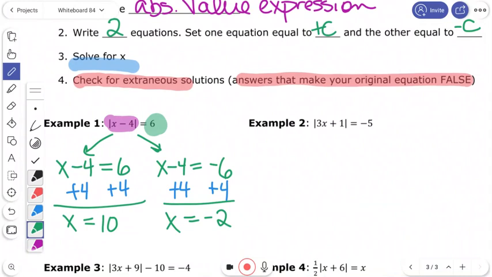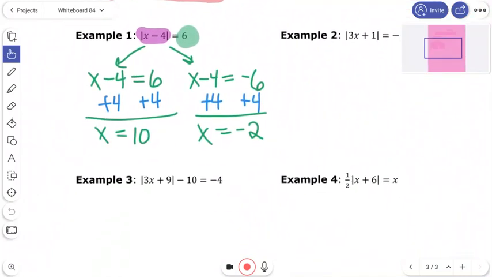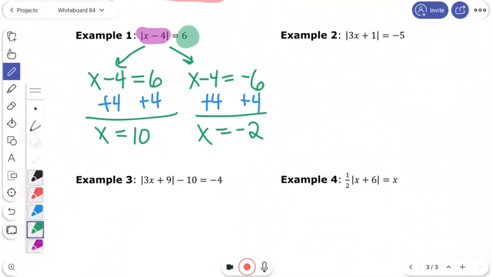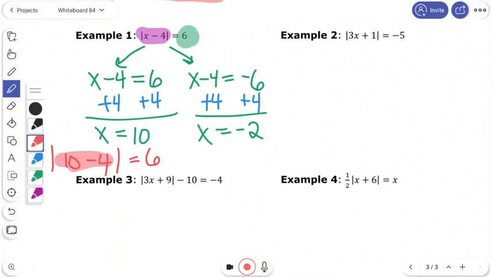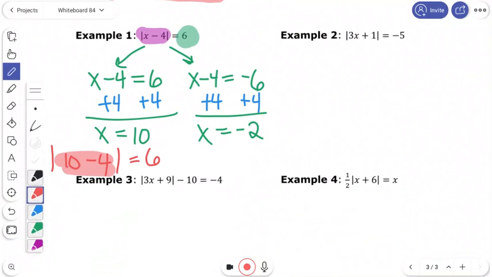All you need to do is take your two solutions and sub them back into the original equation. So our original equation was the absolute value of x minus 4. Instead of writing the letter x, I'm going to sub in the number 10. The absolute value of 10 minus 4 should equal 6. Well, let's check that. What is 10 minus 4? 10 minus 4 gives us 6. What's the absolute value of 6? 6. So does 6 equal 6? Absolutely. That means 10 is an actual solution.